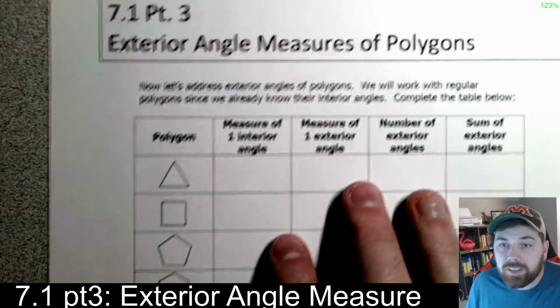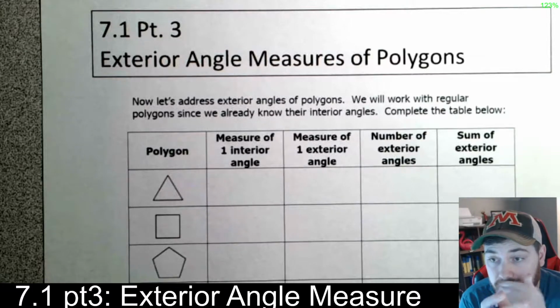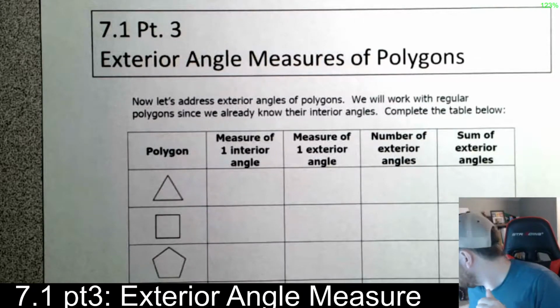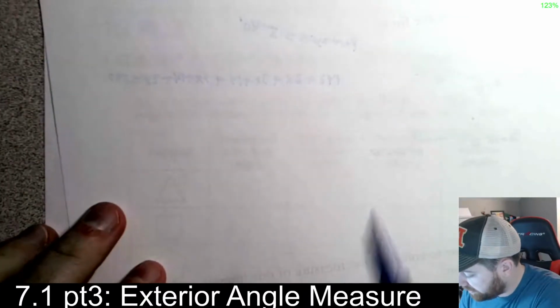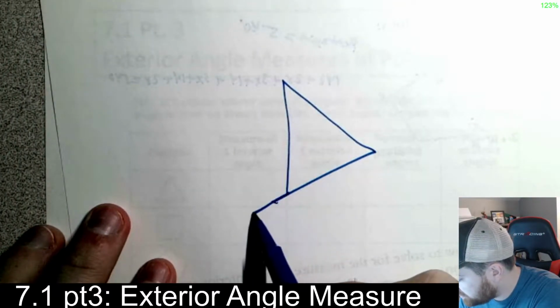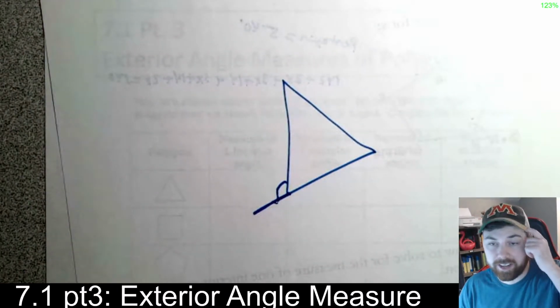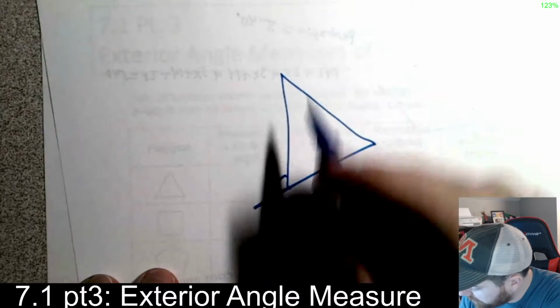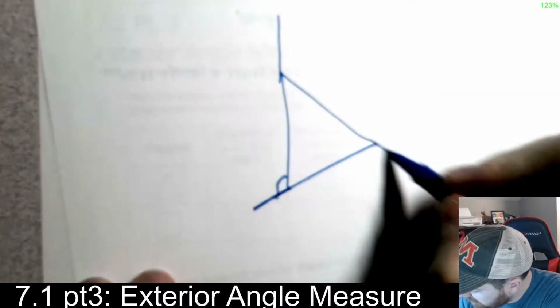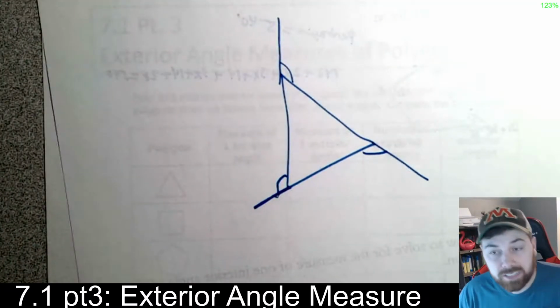Alright, and we are on to the last part of 7.1, 7.1 part 3, which is exterior angle measures. So here's the big thing. In general, exterior angles look like this. Here's our polygon, it's a triangle. This angle right here is going to be our exterior angle. If I extend all the sides in that way, there's going to be exterior angles all over. Those are called exterior angles.